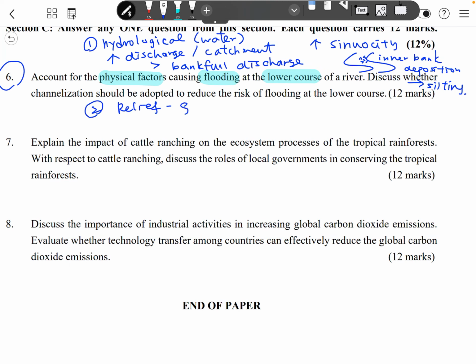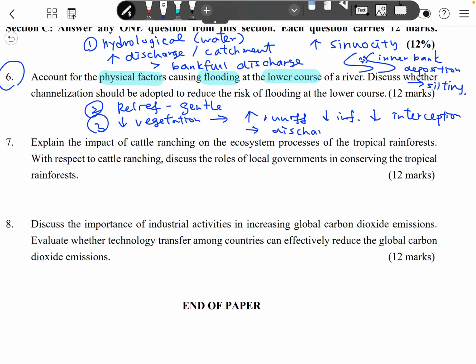Besides, the relief is gentle at the lower course, so it is easy for deposition. Then sometimes we have fewer trees, so less vegetation cover. So we'll have more runoff, less infiltration, less interception. So we have more discharge to the river and cause flooding.